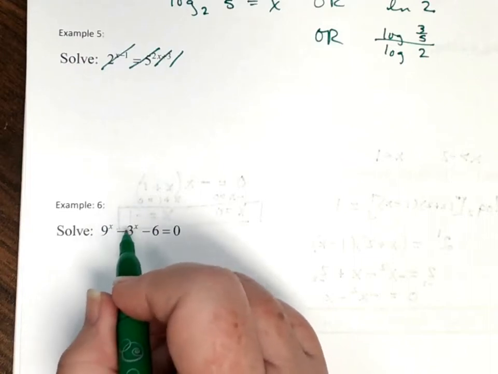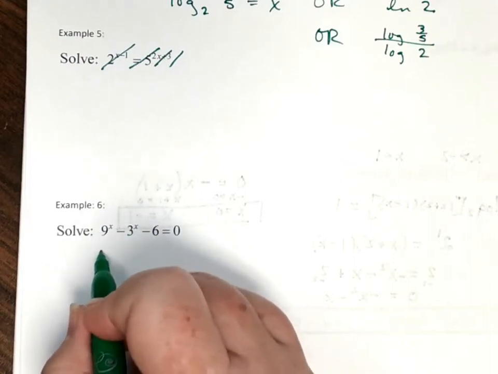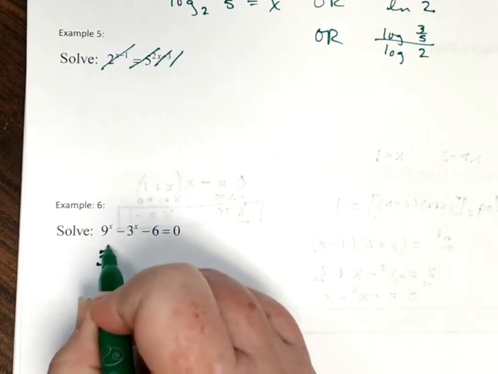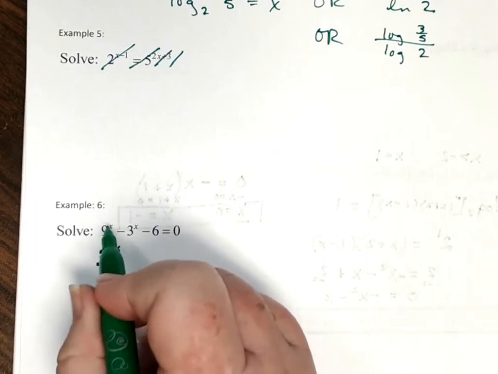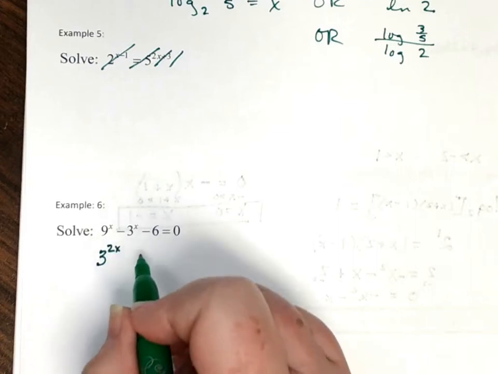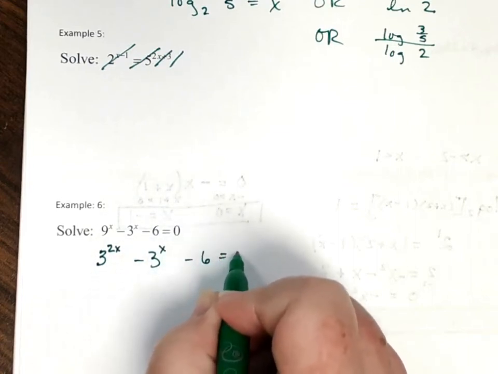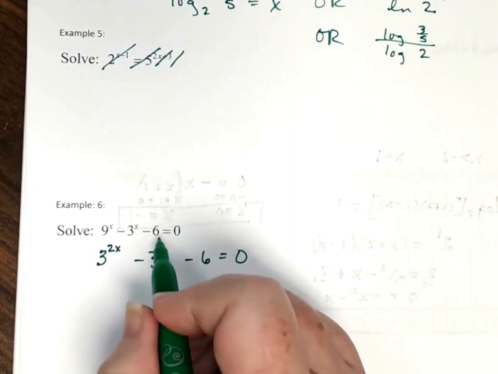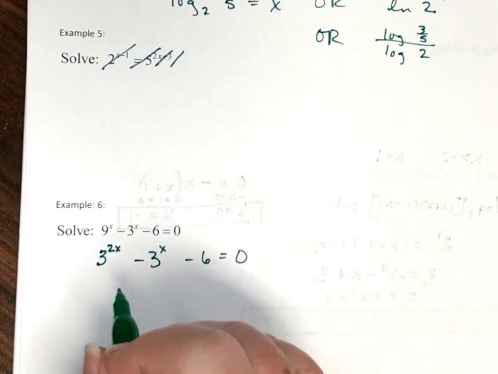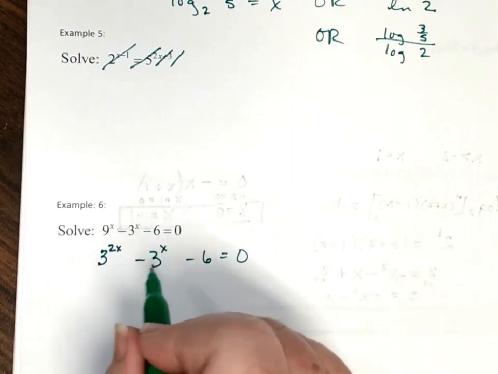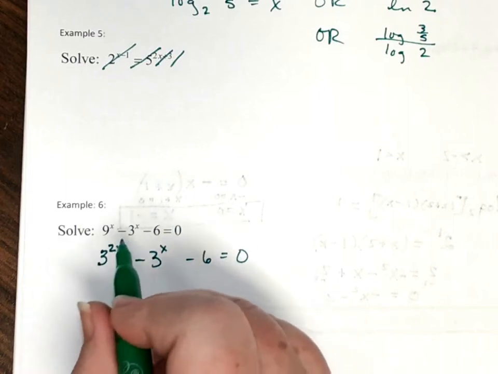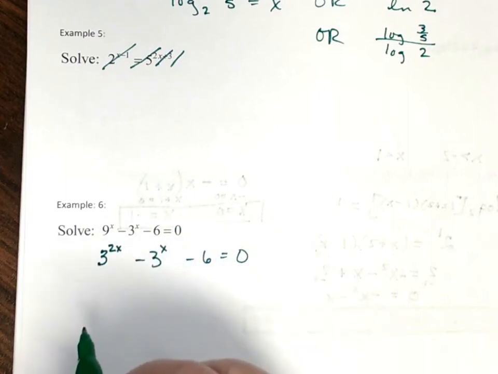Recognize that I would like anything with an exponent to have the same base, and I'm going to start off by rewriting that as 3 squared to the x power, which makes it 3 to the 2x minus 3 to the x minus 6 equals 0. Now we don't need to worry about that one because the exponent is not x.